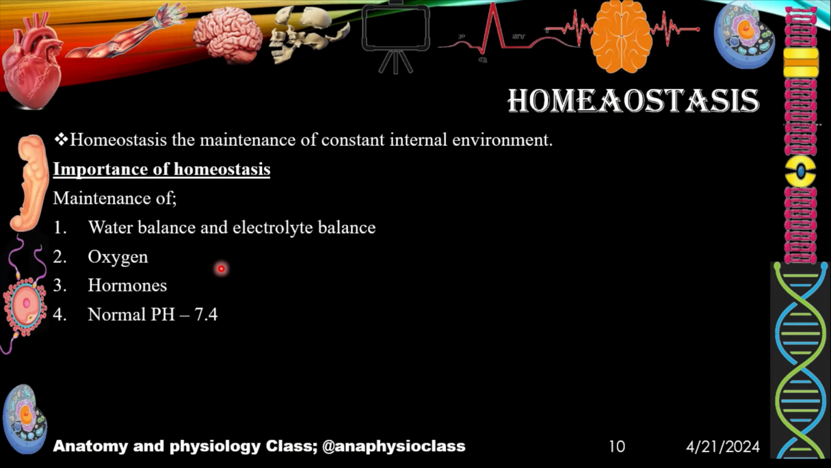The maintenance of the normal pH. The normal pH of the body is slightly alkaline. So 7 is neutral, anything below 7 is acidic, and anything higher than 7 is alkaline.